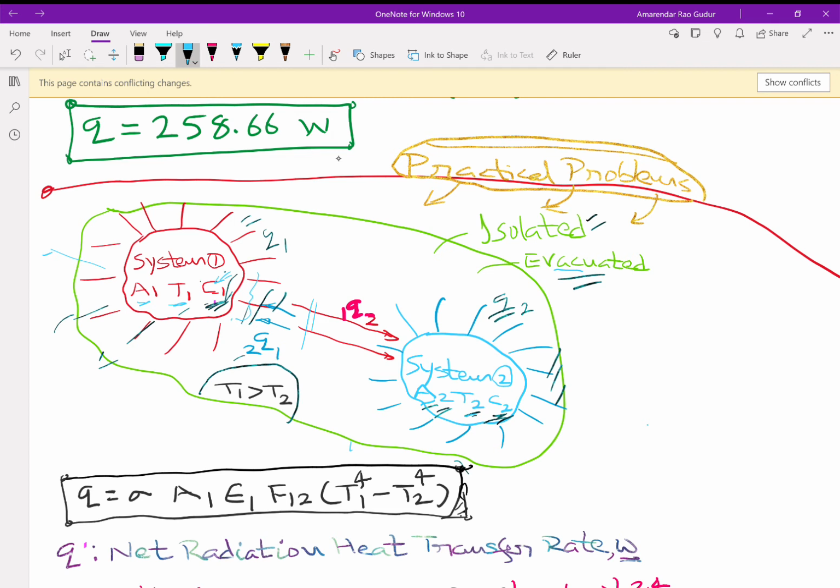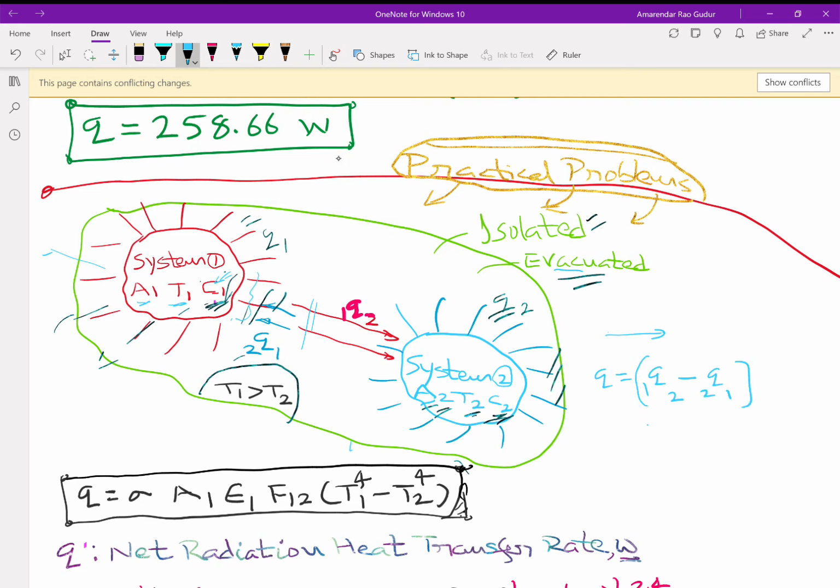Unlike conduction and convection, wherein heat transfer will be unilateral from high temperature to low temperature, in radiation we are going to have it in both directions. The hot system is radiating heat and the cold system is also radiating heat. We'll be calculating something called net heat transfer rate, which will be energy emitted by 1 and received by 2, minus energy emitted by 2 and received by 1.